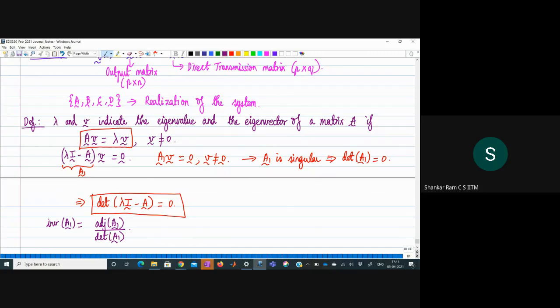Okay, so we are all familiar with this. I just wanted to recap these definitions. Okay? So we are going to use these definitions as we go further. All right. So please remember the definitions of eigenvalues, eigenvectors, how to calculate the eigenvalue and eigenvector, and the definition of inverse of a matrix.